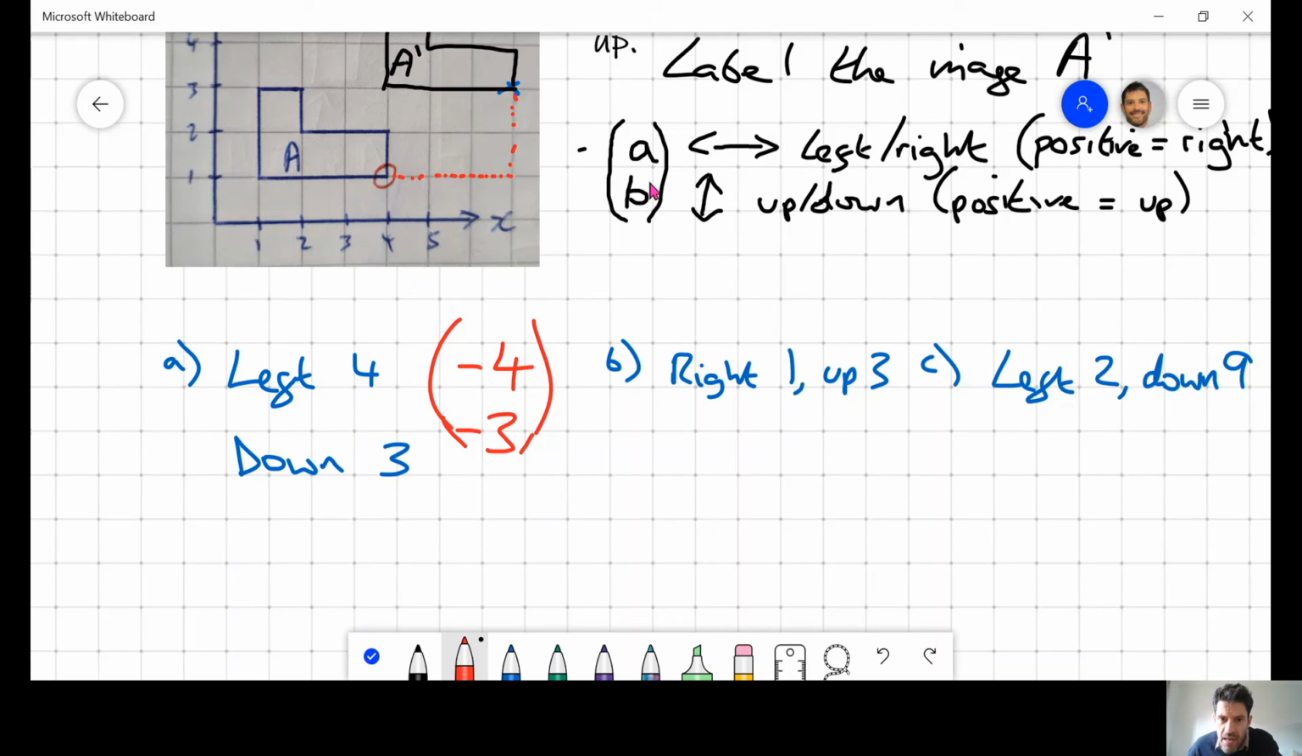Okay, top number, A, is left and right, it's 1 and it's going right, so it's positive. And then up 3 goes on the bottom, and that is also positive. Then we've got the top number is 2 and it's going left, so it's negative. It goes down the x-axis, and then this one is going down the y-axis, so it's 9, but it's negative.